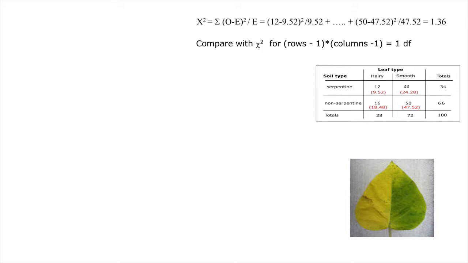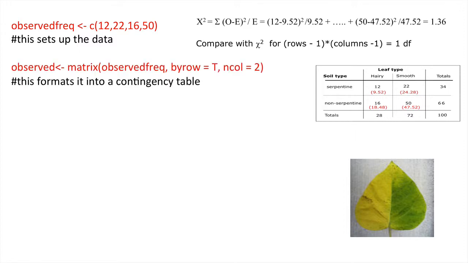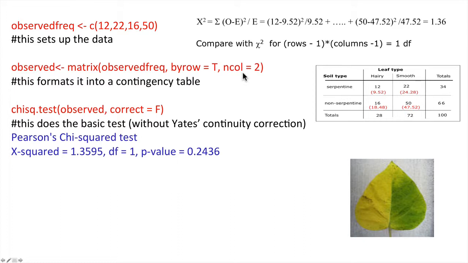How can we conduct this test in R? Well, the first thing we do is we put our data into a vector called observed frequency in this case. We can then turn that vector into a matrix. It's a 2 by 2 matrix with 2 rows and 2 columns. We're filling it by rows and there's 2 columns. Then we can perform a chi-squared test on that matrix called observed.